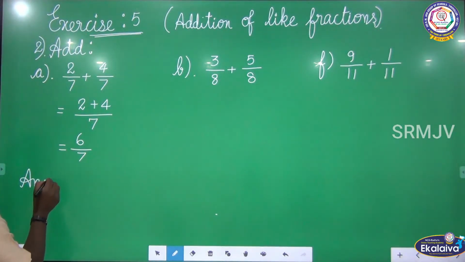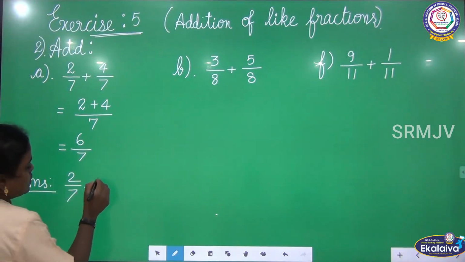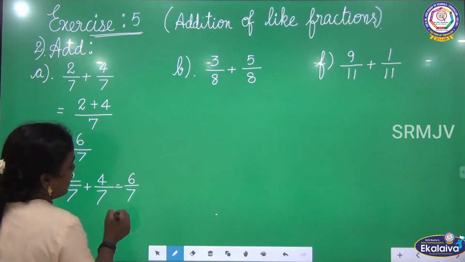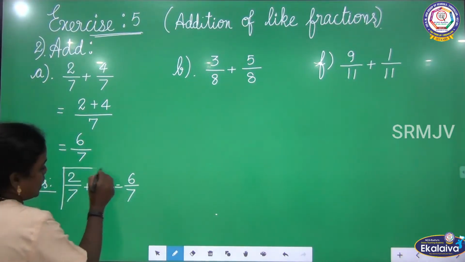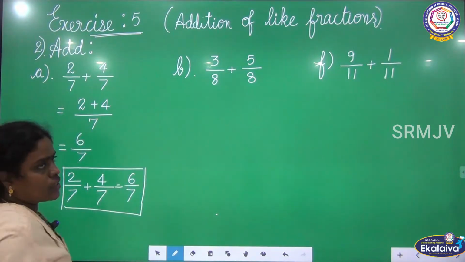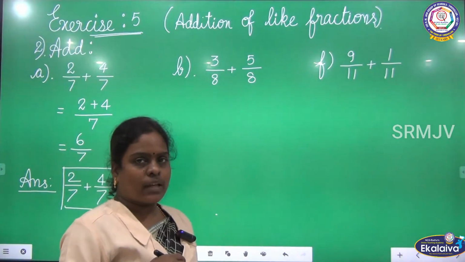Let us write the answer. 2 by 7 plus 4 by 7 equals 6 by 7. So this is the answer. Look at the next question. 3 by 8 plus 5 by 8.